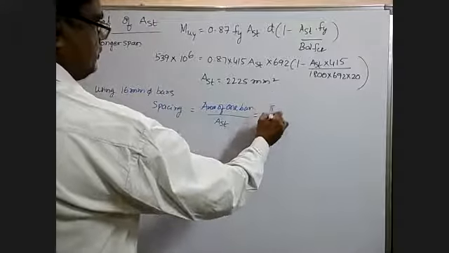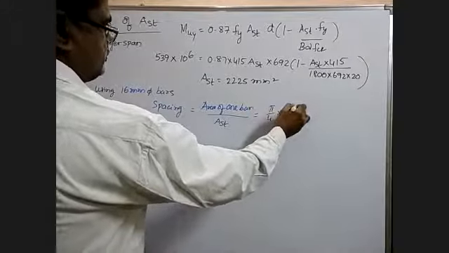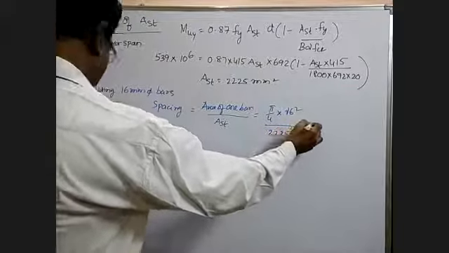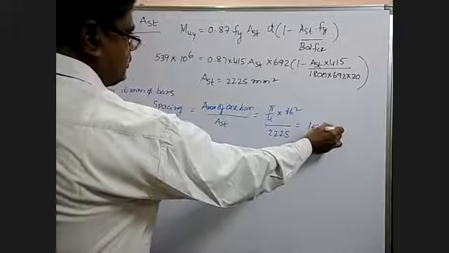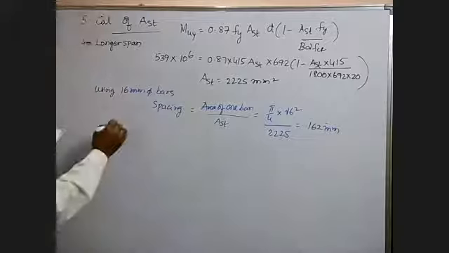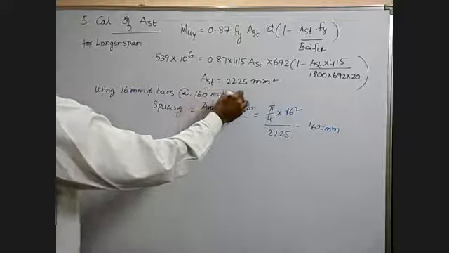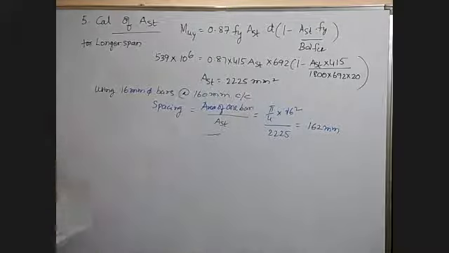Pi by 4 into assume D is equal to 16 mm square. It comes to 162 mm. So provide 16 bars at 160 mm center to center. This is the steel in the longer span direction. Okay. Now we have to find out the steel in the shorter span direction. Okay. Let's see the steel in the shorter span direction.